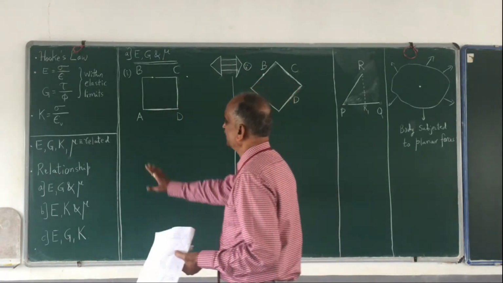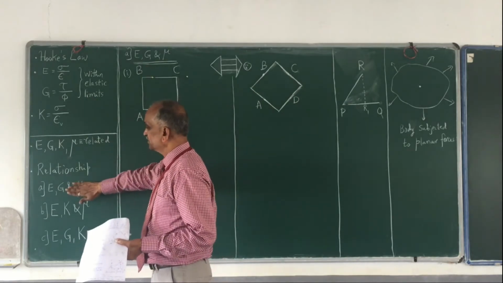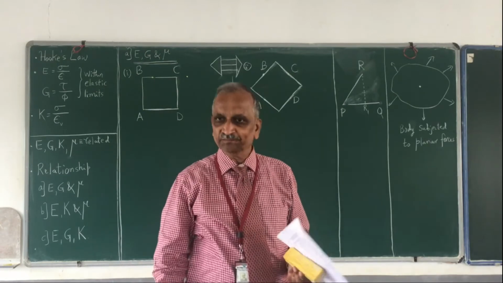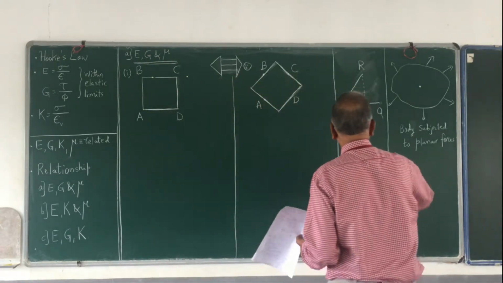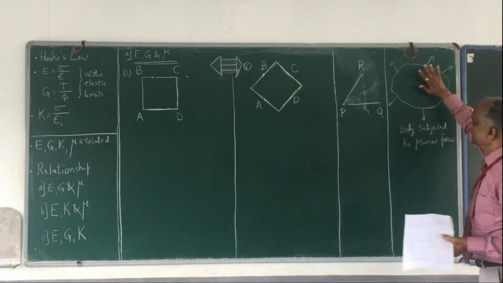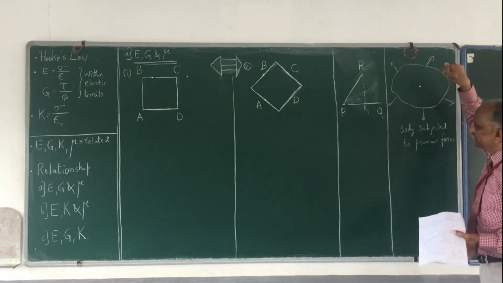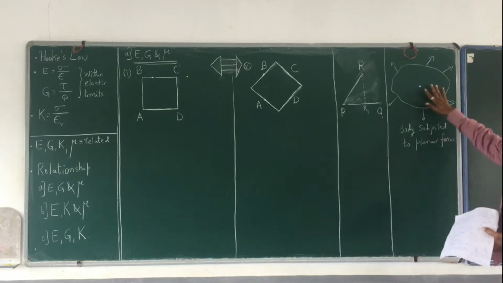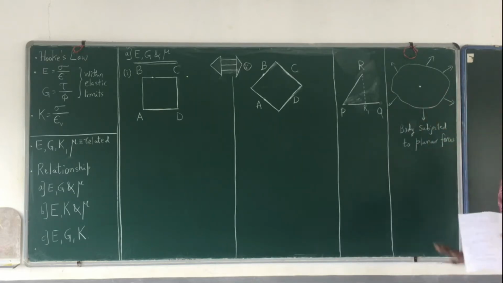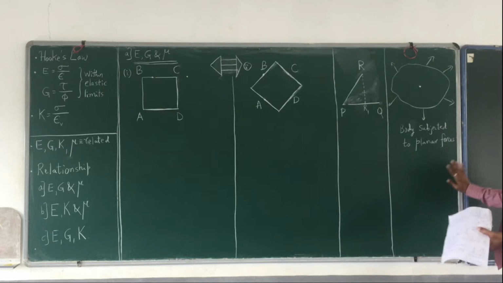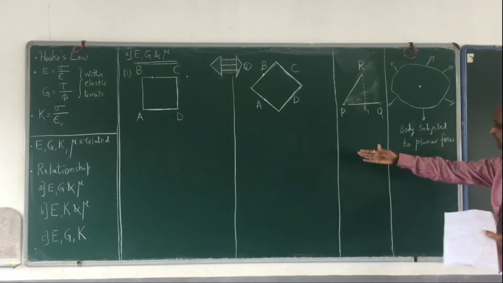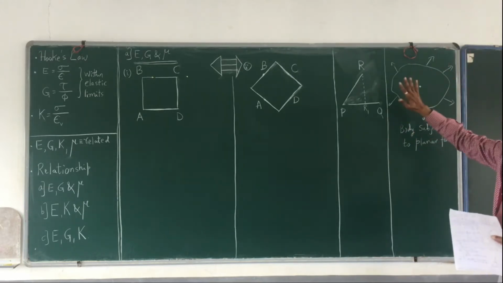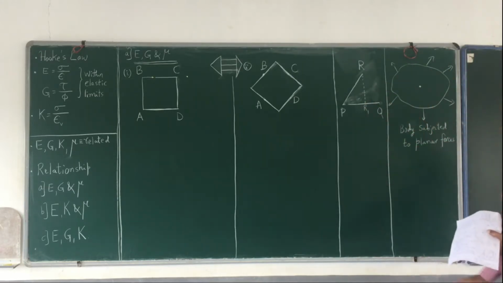I would like to start with the first relationship, between E, G and mu. For that I consider a body. Please see that it is not a thin paper like this; it also has perpendicular dimensions. It is a body subjected to planar forces. The forces are only in, say, the XY plane. Let me call this board the XY plane. Maybe this is the X axis, this is the Y axis. This plane is called the XY plane.